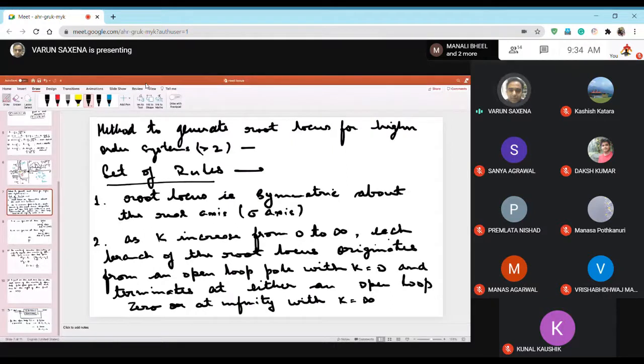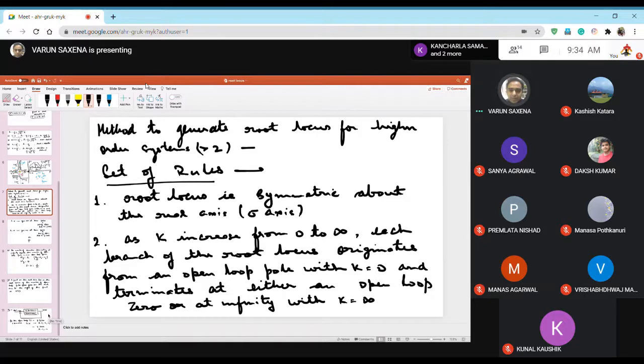Each branch of the root locus originates from an open loop pole with K equal to 0. So if each branch is originating and you have n number of poles, then there will be n branches that originate. That is basically what I'm trying to say. Sir, but if a branch is terminating at some zero, then it should be counted as a branch as well. No, it will be counted as a branch.